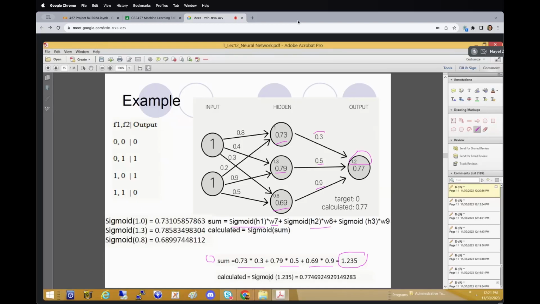Here there is a sigmoid of 1.235. Again we follow the same equation, 1 divided by 1 plus e to the power minus 1.235. So what we will get is 0.77469249. So this is our predicted result, or calculated result.